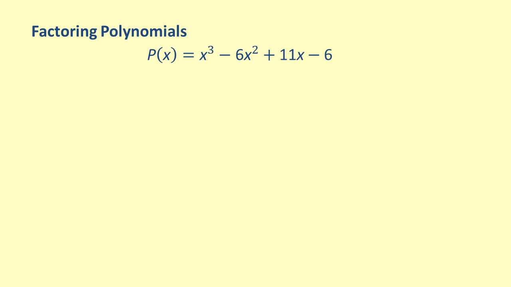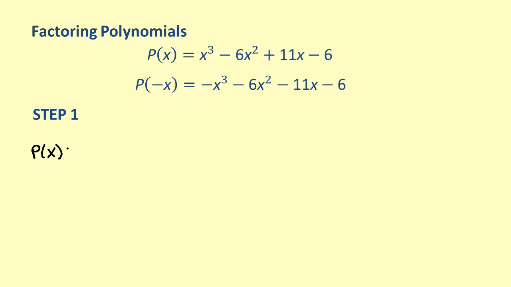So let's start by determining what p of negative x is. P of negative x equals negative x cubed minus 6x squared minus 11x minus 6. Now that we have p of negative x, we can determine the number of sign changes in each equation. We can see in p of x that we change from positive x cubed to negative 6x squared. Then we change from negative 6x squared to positive 11x. We then change from positive 11x to negative 6. So this means that we have 3 sign changes in p of x.